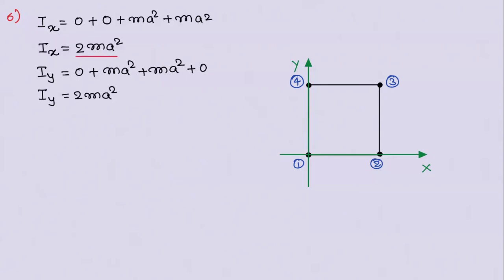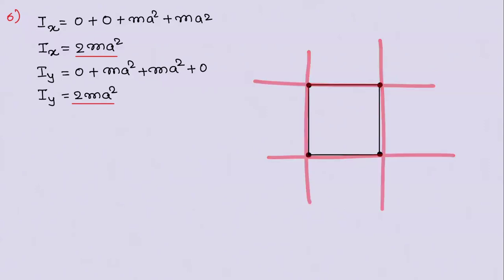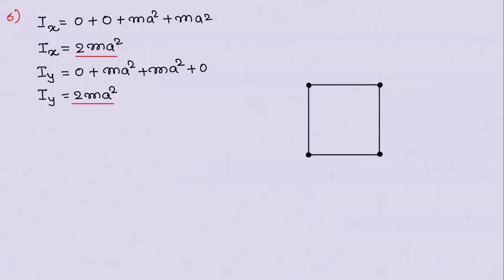Clear? So Ix is equal to Iy, but I don't know whether you can pick it up by sense. If you remove the axes and the numbers also, you can sense that along this axis, or this axis, all these axes will have the same moment of inertia, right? The way the mass is distributed is the same, right? By sense, you can pick up this one.